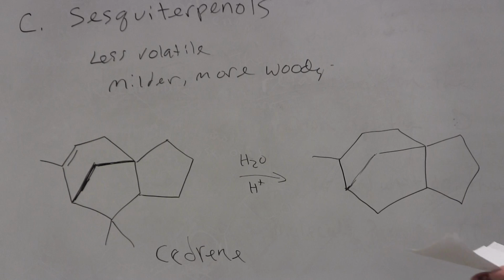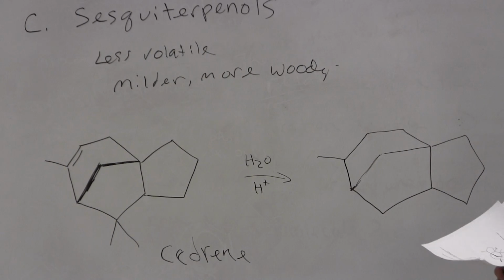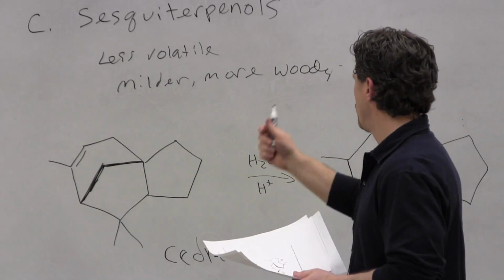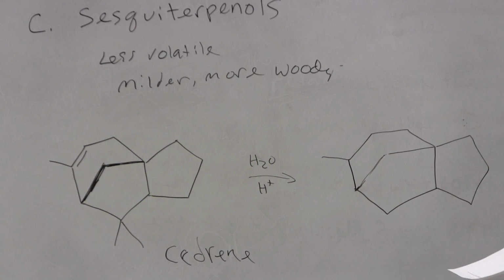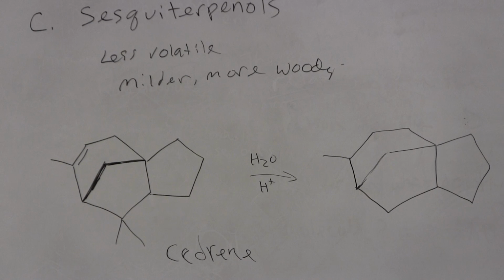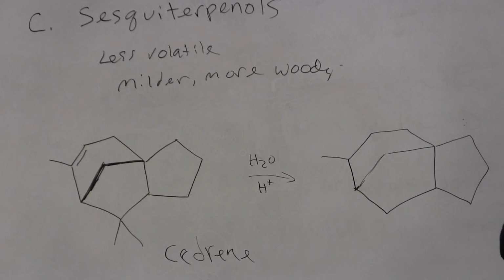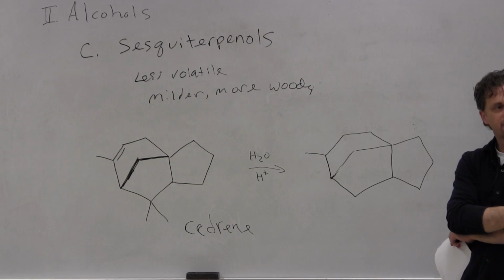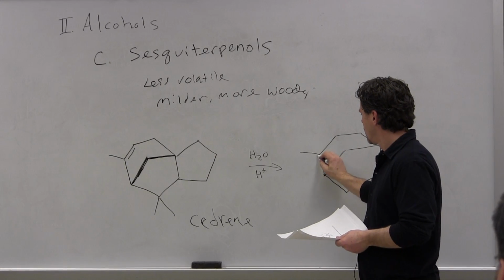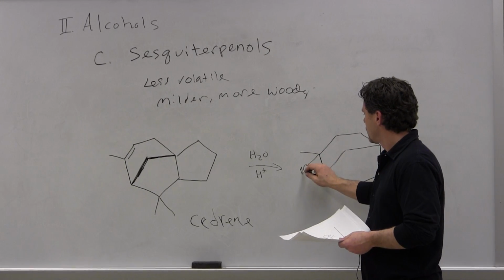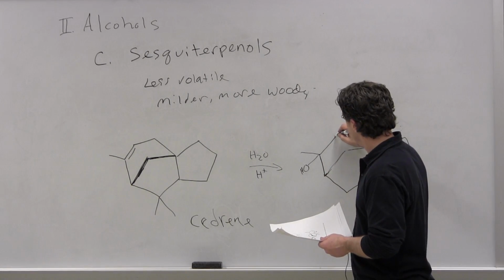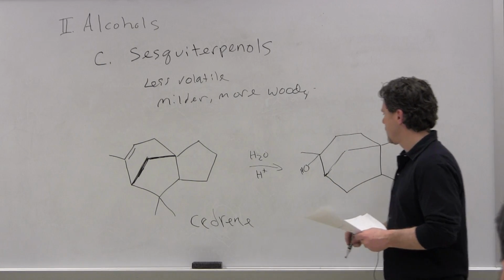Now, here's a good chemistry question for you. Just what you know about basic organic chemistry. If we were going to do an acid catalyzed hydrolysis of that double bond, which carbon atom do you think the OH group is going to end up on? Yeah, that's right. The one with the methyl group. Because you're going to form a more substituted carbocation there, right? So we're going to get that. That is cedrol.